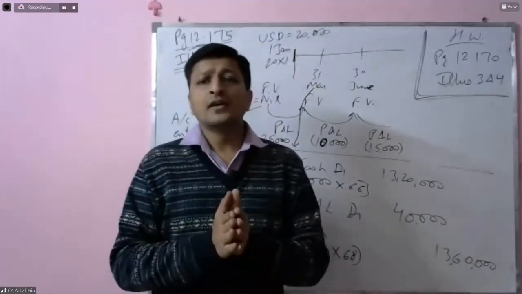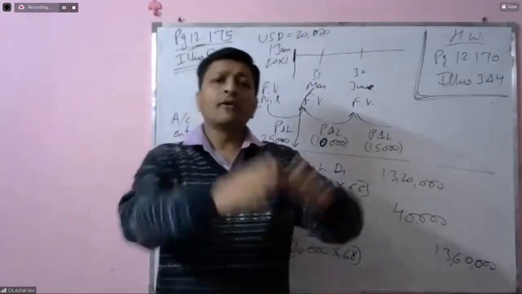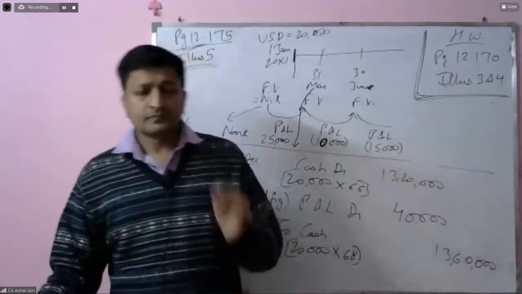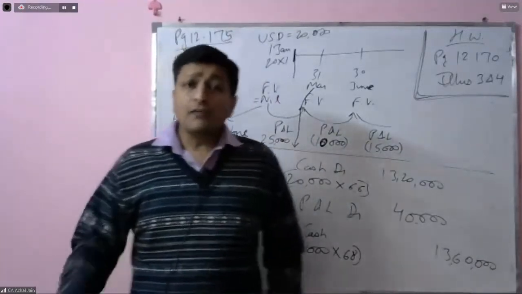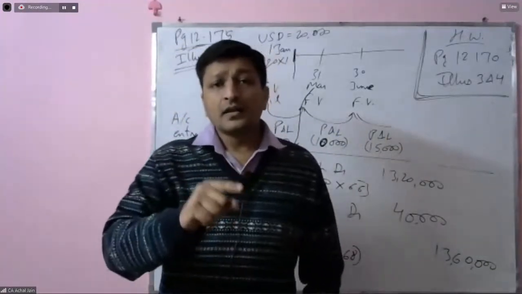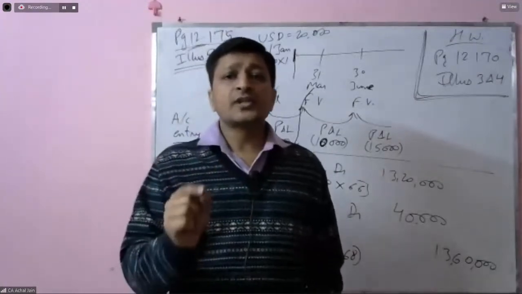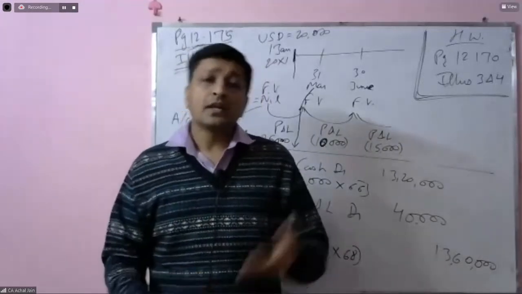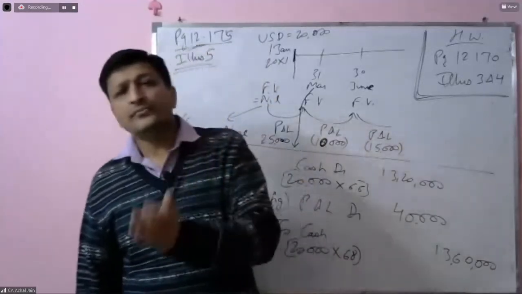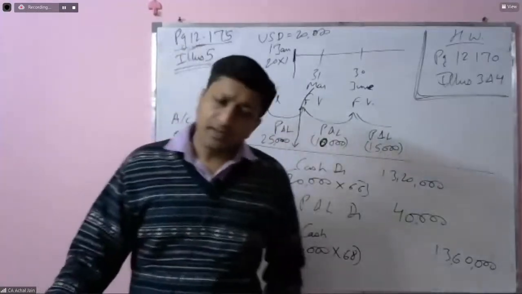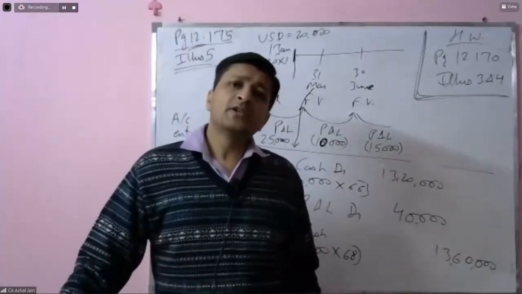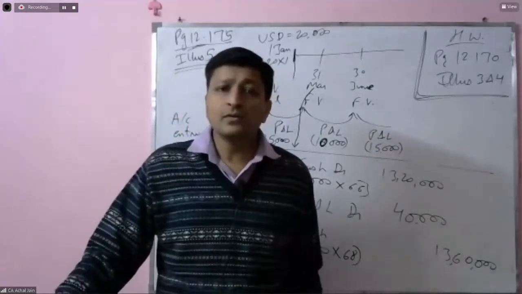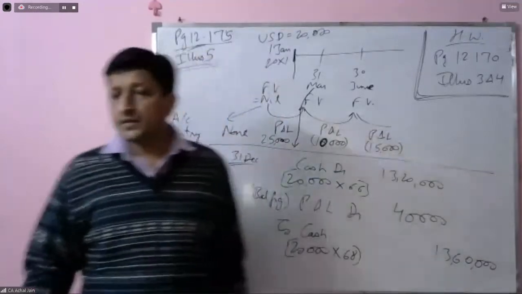So far we have discussed all of the things in terms of their recognition and measurement. Now we will start getting into the discussions related to derecognition. How do we derecognize any financial asset or any financial liability? These derecognition principles are covered under Ind AS 109. So we are now getting into derecognition of all of these items.